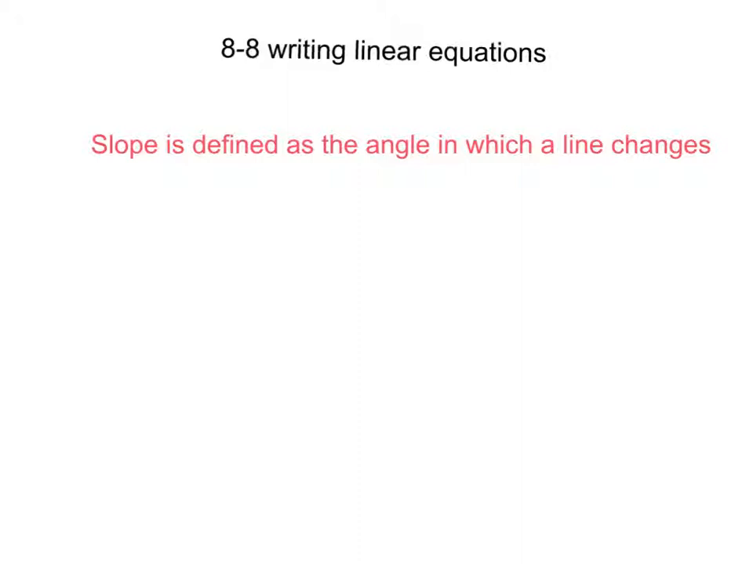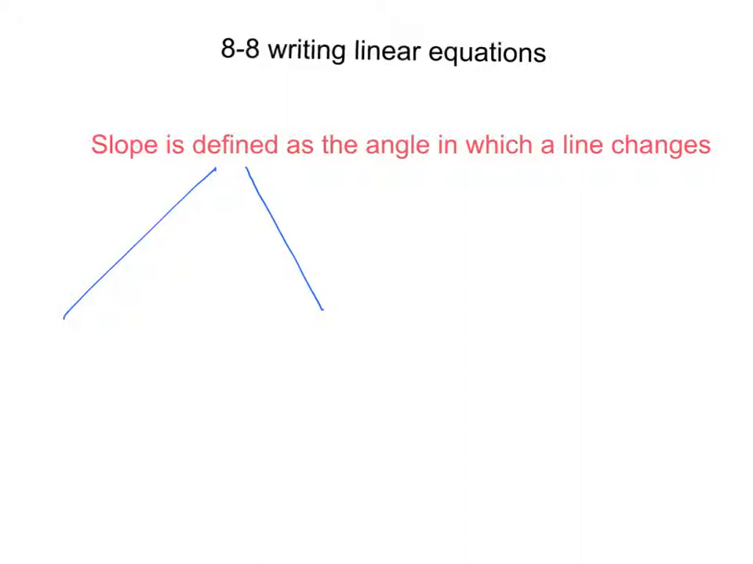We first have to know what slope is, and slope is defined as the angle in which a line changes. So as you see a line that possibly starts at a low point and goes upward, or starts upward and goes down, the angle in which this line is changing is called the slope.